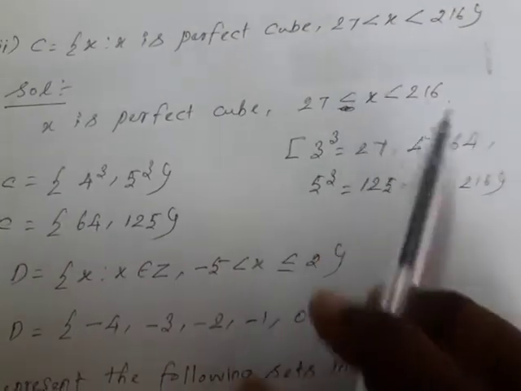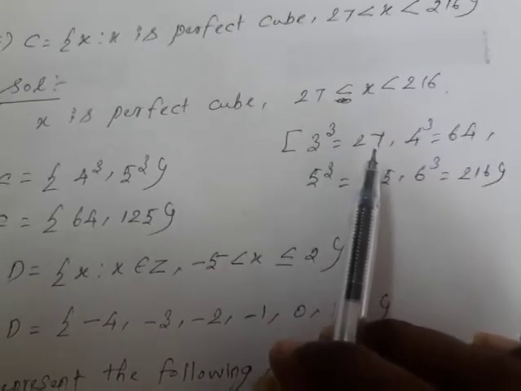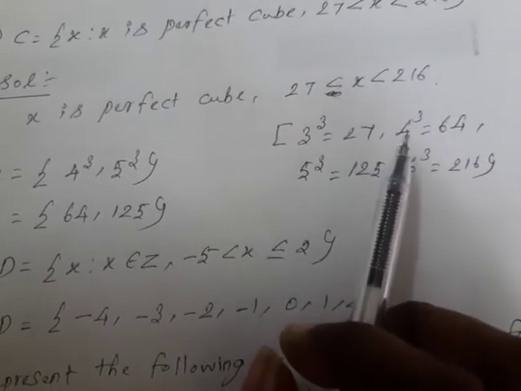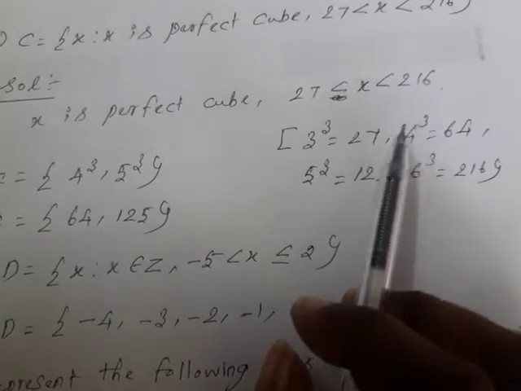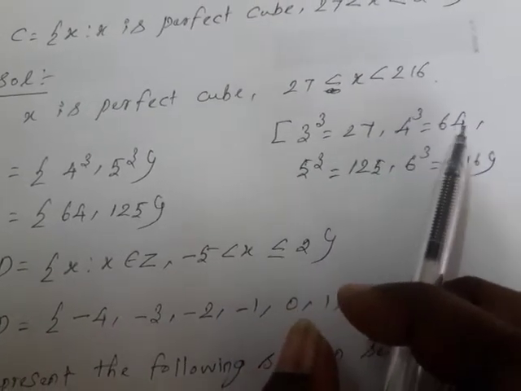How will you split it? 3 into 3 into 3. 3 cubes equal to 27. The next number is what? 4. 4 cube means what? 4 into 4 into 4. 4 4s are 16. 16 4s are 64.